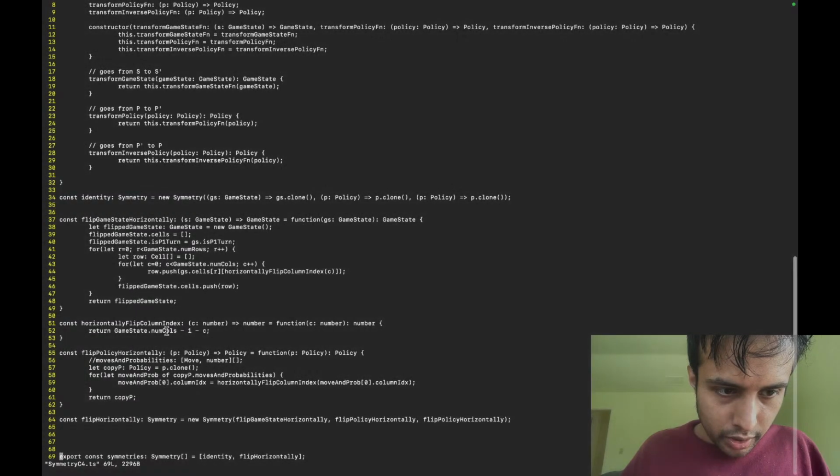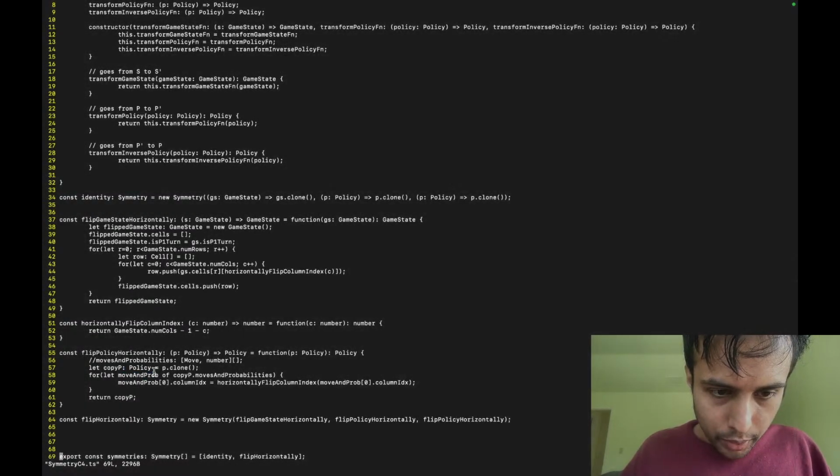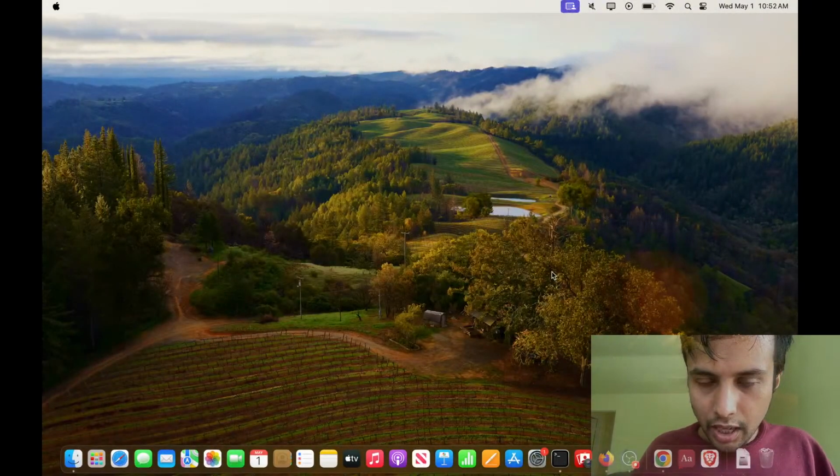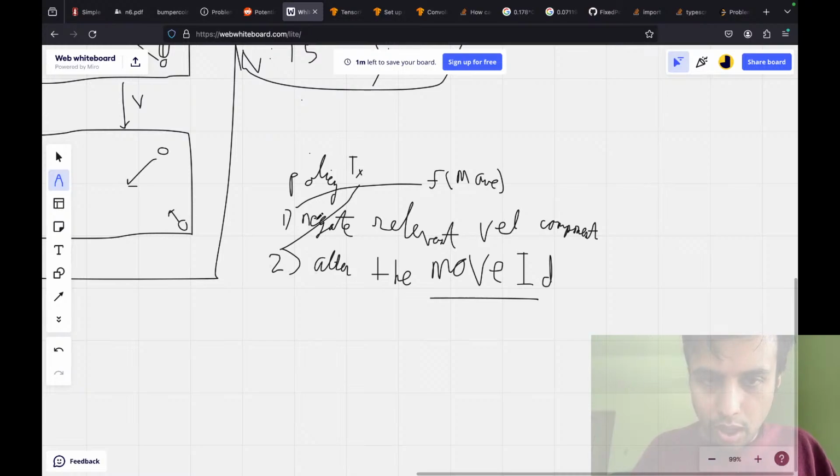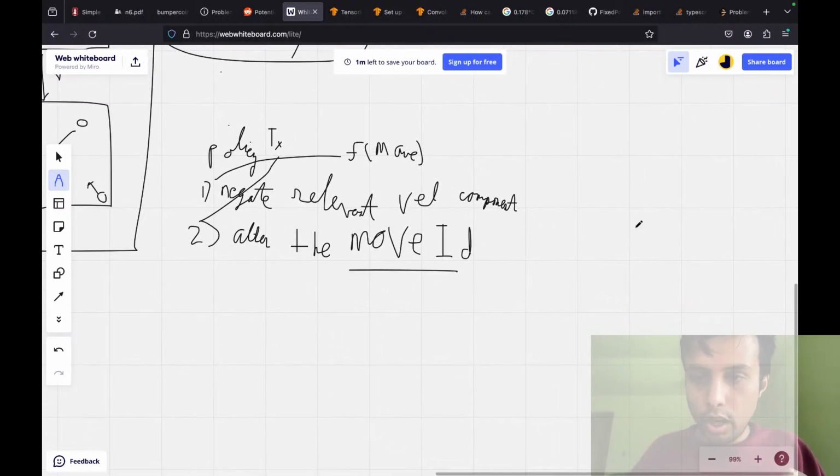Wait, sorry, flip policy. We're iterating over move and probability, but notice that we don't care about the prob. We only care about the move, prob 0, which is the move. So here we're just flipping the column ID, horizontally flipping it. That's what number 2 is doing, but we also have to do number 1, because these two things are paired up. Our velocity components are not even necessary. Recall that the move ID basically looks like this: 8 directions, where this direction is 0, this is 1, 2, all the way till 7.